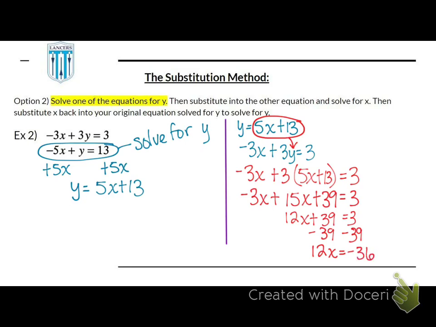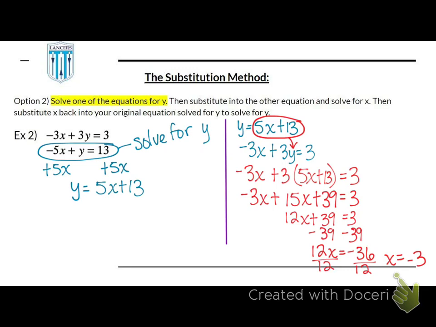Last thing to get x is divide by 12. We get x equals negative 3. A negative divided by a positive is a negative. Are we done? No.